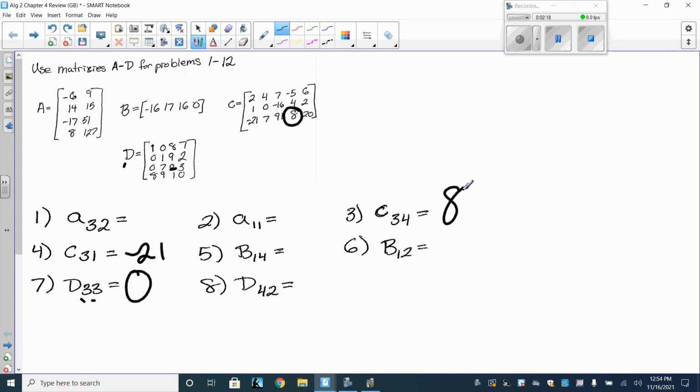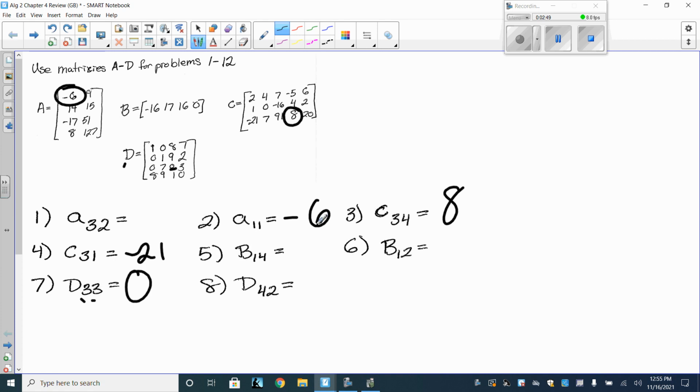How about number 2? So number 2, A11. They're the same. So A, first row, first column. Any other questions on 1 through 8?